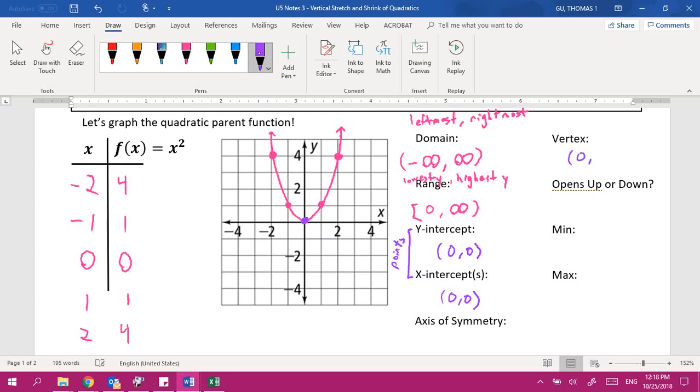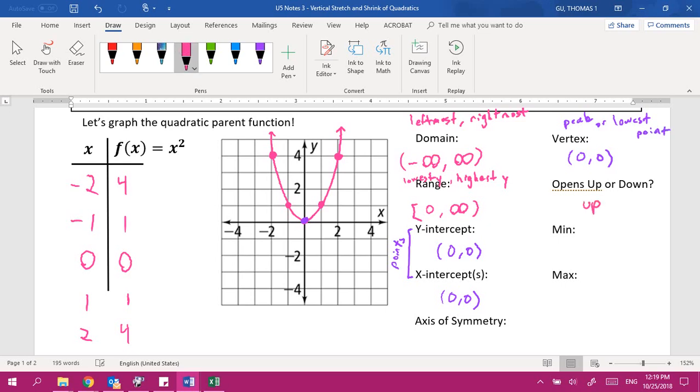How did you know that's the vertex though, Ronnie? It's the like bottom point. The very bottom point, right. So the vertex is going to be that very bottom point, or it's going to be the very top point. So it's going to be a peak or lowest point. Okay, does this graph open up or down?